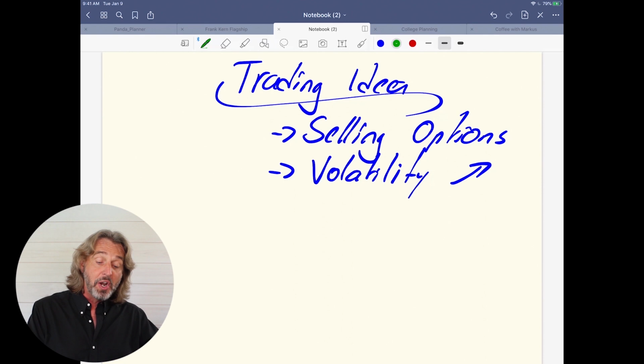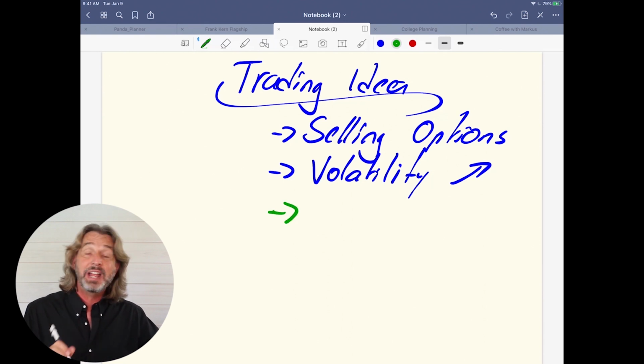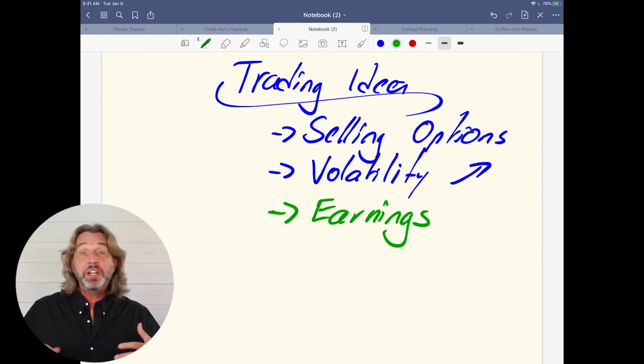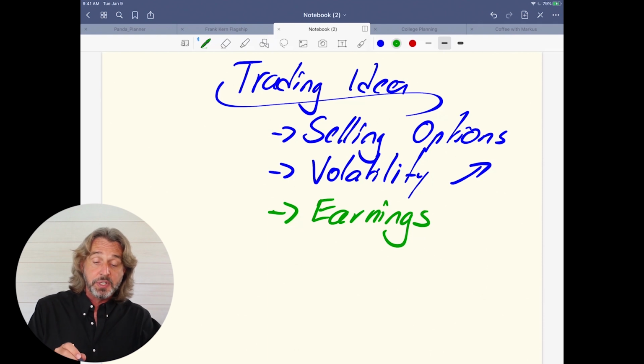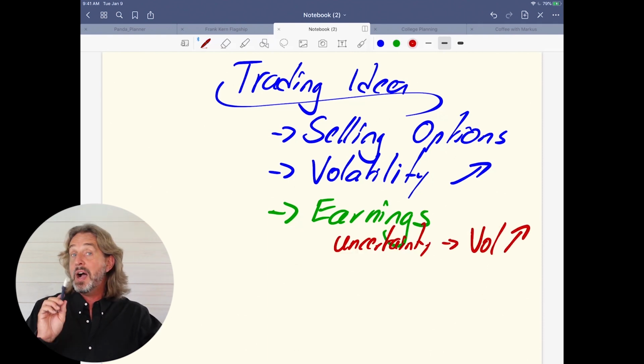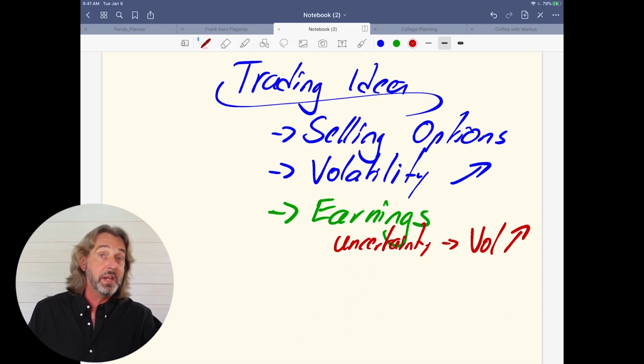This is where I thought volatility is usually high for stocks around earnings, right? Because as you know, when a stock is ready to announce earnings, there's some uncertainty. And uncertainty always leads to higher volatility. So I thought, that might actually be a good idea.